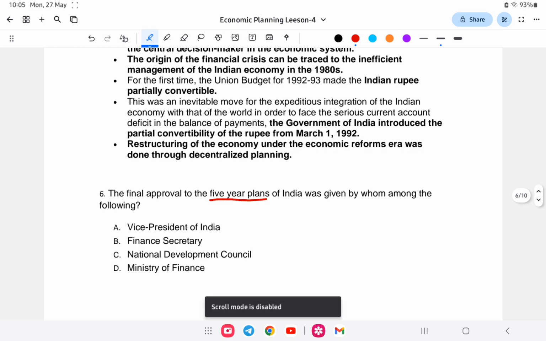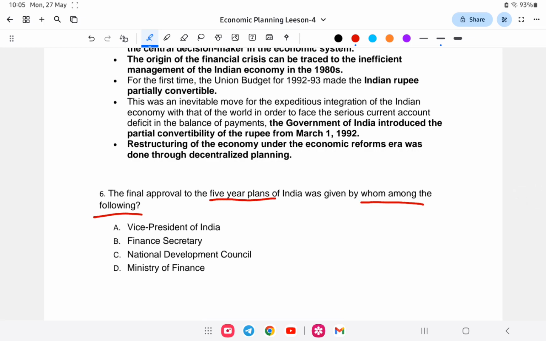The final approval of the 5-year plan was given by which of the following? That is, the final approval. The 5-year plan is submitted, and it is approved by the National Development Council (NDC).